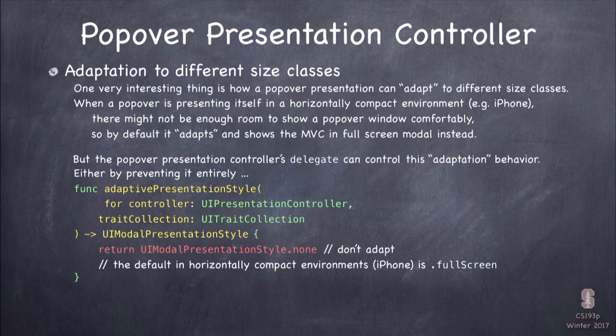And what this is basically asking is, I'm about to present this controller, the argument there, in an environment with this trait collection. Remember, trait collections are like horizontal size class, vertical size class. And it's asking you to return what kind of adaptation you want to do. So you can return none, and it will not adapt. It'll just do it like a popover. So this is how you could get a popover on an iPhone. Just implement this delegate method and return .none. If you do that, it won't adapt.